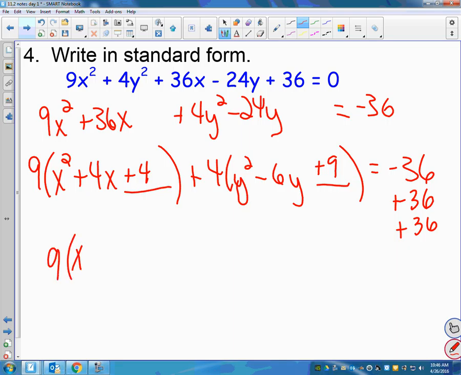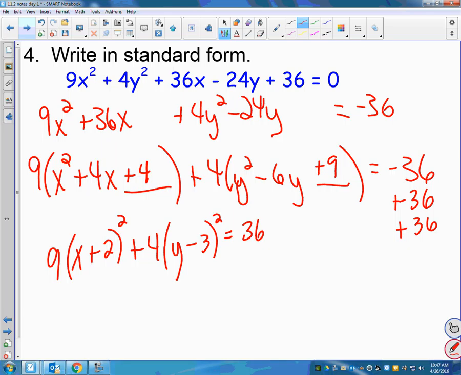So then remember it's half of that middle number. So on this one that's plus 4x, we do plus 2. And then half of negative 6 is minus 3. And then I think we just get 36 over here. A lot of 36s.